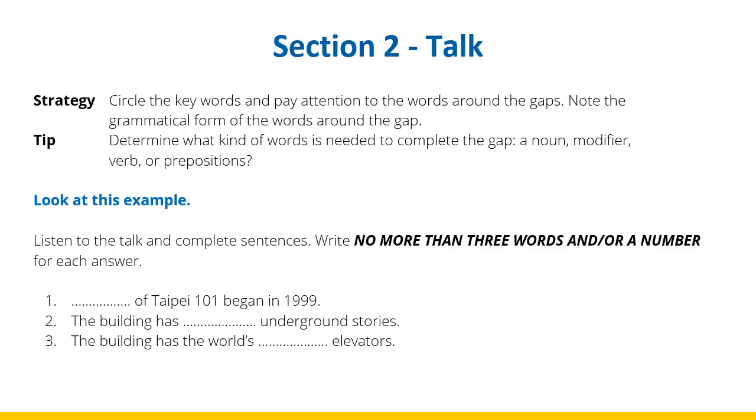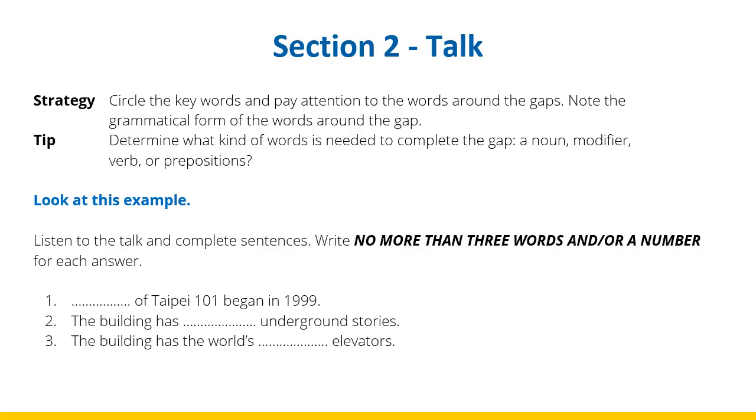The most important strategy here to remember is circling the keywords and paying attention to the words around the gaps. Also, you have to keep in mind that you need to pay attention to the grammatical form of the words around the gaps as well. And you have to also determine what kind of words are needed to complete the gap. Sometimes it can be a noun, sometimes it can be a modifier such as an adjective or adverb, or maybe it's a verb or preposition. So make sure you look at the gaps, read the complete sentence, and understand what kind of information and what kind of grammatical form of the word you need to write down.